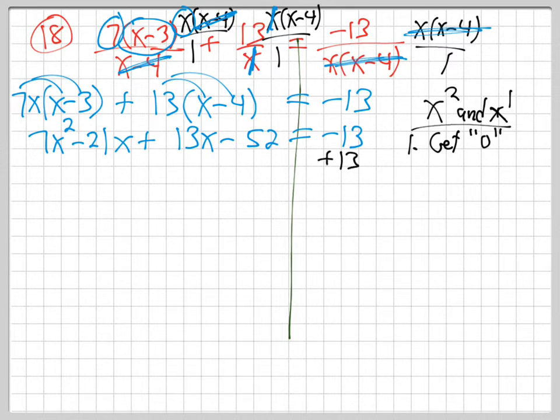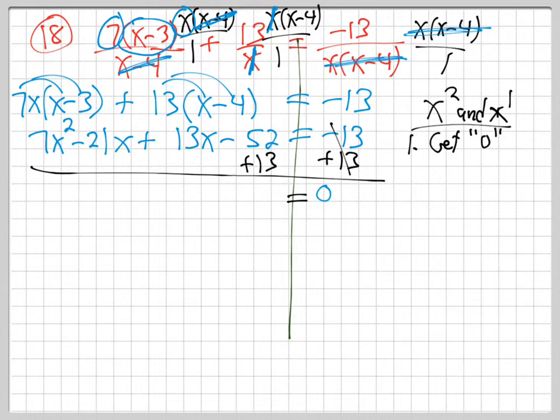Add 13. Add 13. Boom. That puts 0 on the right side, doesn't it? Everybody good there? See how I know what step to take next? I'm being directed by those steps I wrote on the board for you.